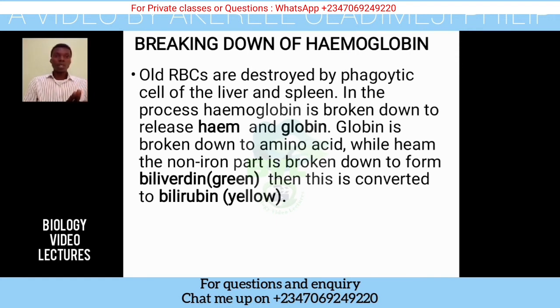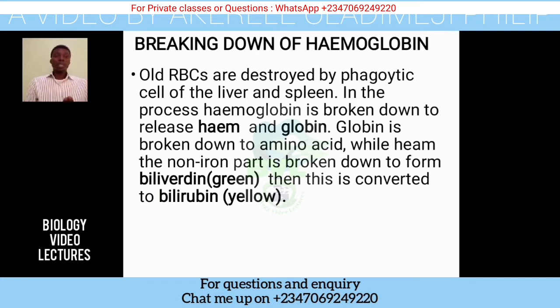In the process of breaking down red blood cells, because a red blood cell has hemoglobin attached to it, hemoglobin is broken down to release heme and globin. Globin is broken down to amino acids, and those amino acids are reused. The heme has iron parts and non-iron parts. The non-iron part of heme is broken down to form biliverdin, which is green, and then bilirubin. So just know that bilirubin is formed from the breaking down of hemoglobin.